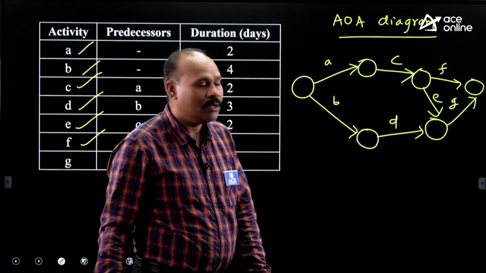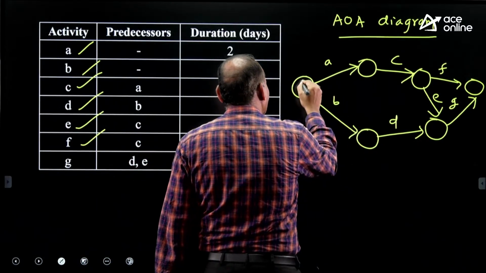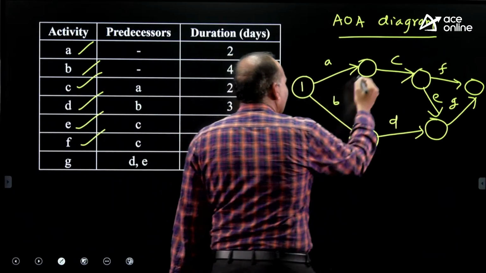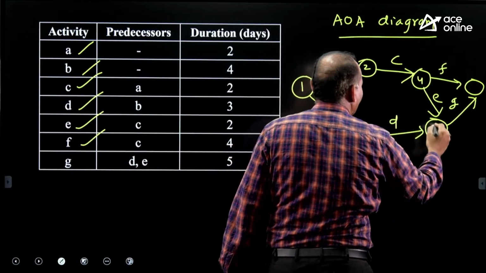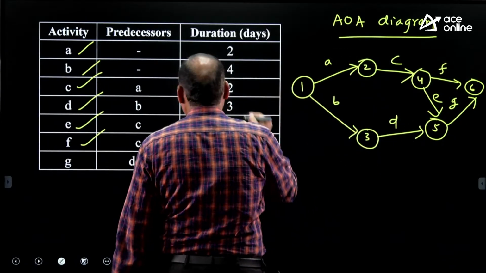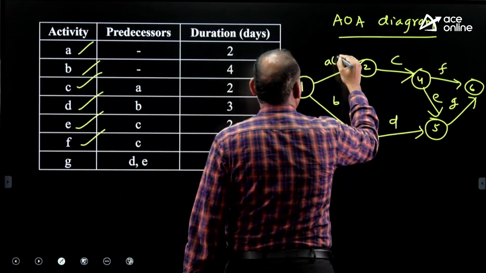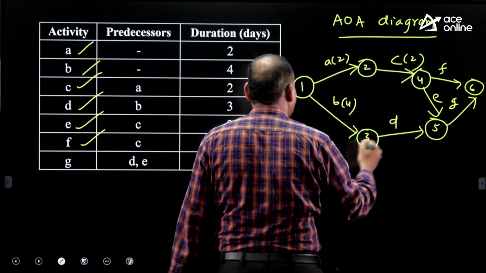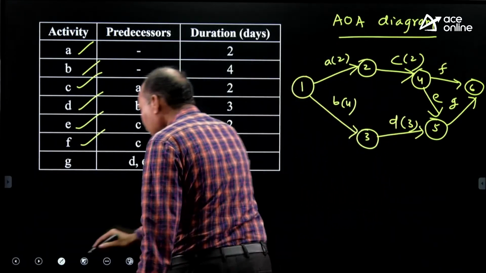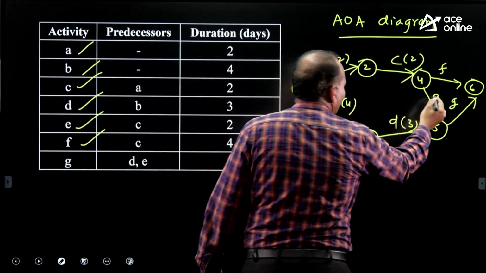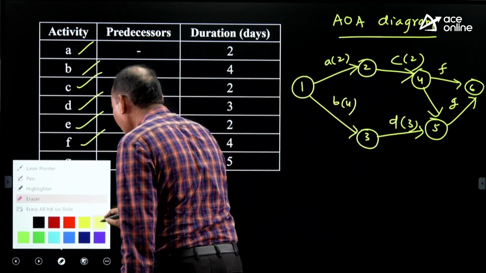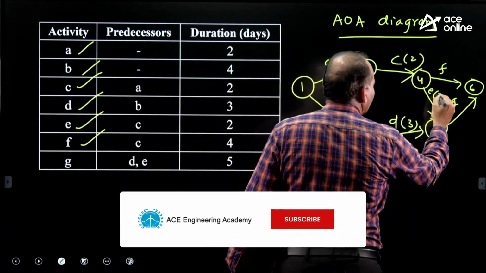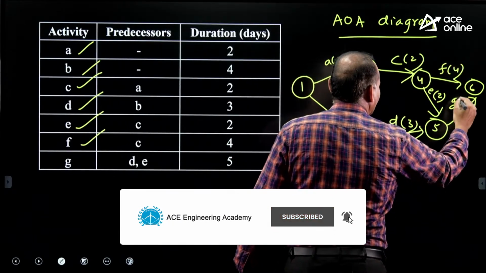This is the AOA diagram. And event numbers, how to give the event numbers? Start with 1, tail event number less, head event number on the higher side. So increasing order. 1 I am keeping here, 2, 3, 4, 5 and 6. Durations you can substitute. A duration 2, B 4, C 2, D 3, E duration 2, F 4, G duration 5.